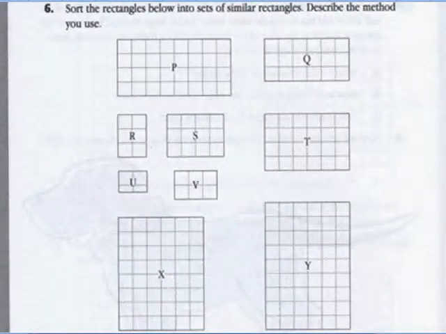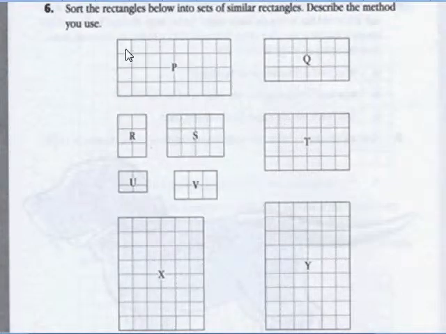All right, Stretching and Shrinking, Investigation 4, page 49 of the ACE questions, number 6. It says sort the rectangles below into sets of similar rectangles. Describe the method you use. This could take a while to explain, so I'm going to try to take some shortcuts that I think you can follow. This is just like a previous problem, only there's no numbers on the side, but you can obviously figure them out by counting the blocks.